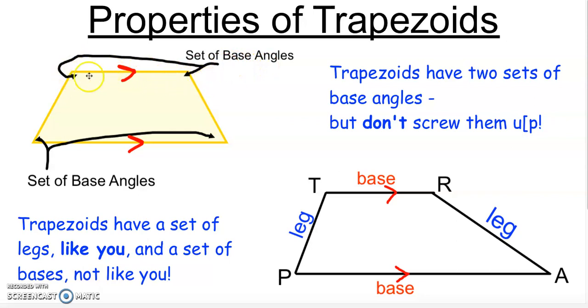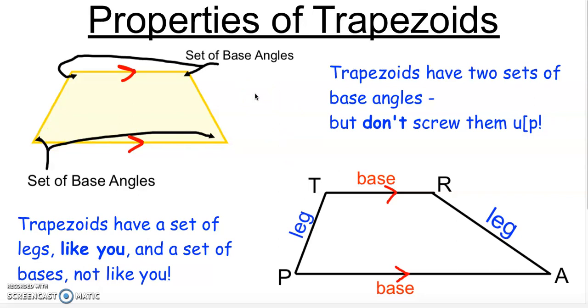But in order to be a set of base angles, you have to share a base. So these two angles here are base angles because they share the top base, this parallel side here. And these two angles down here are base angles because they share the bottom base with this parallel side. So these are not base angles going up and down here, and these are not base angles going up here. So the bases are the parallel sides. The base angles share a parallel side.